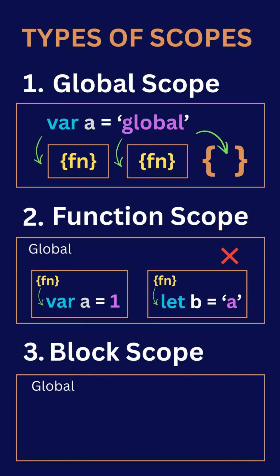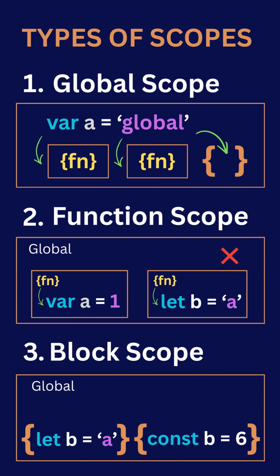This scope applies to variables declared with let and const inside of a code block. And by code block, I mean a block of code which is defined using curly braces. These variables are only accessible within that specific block.